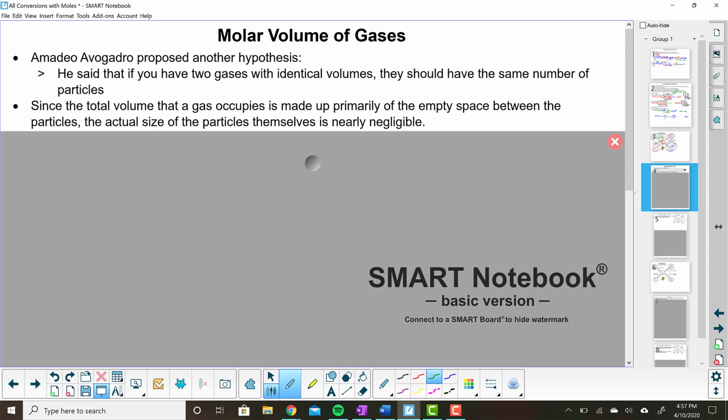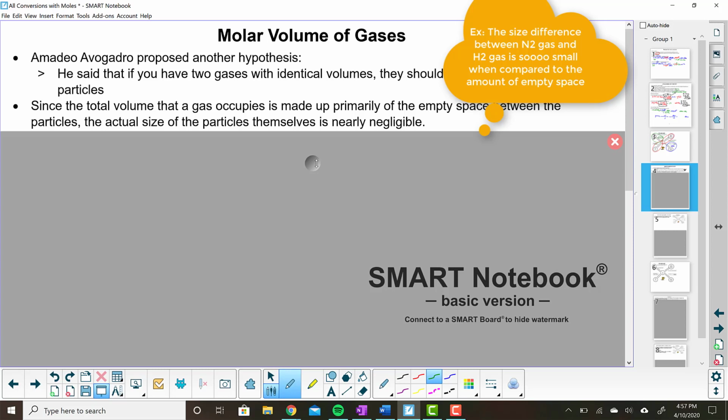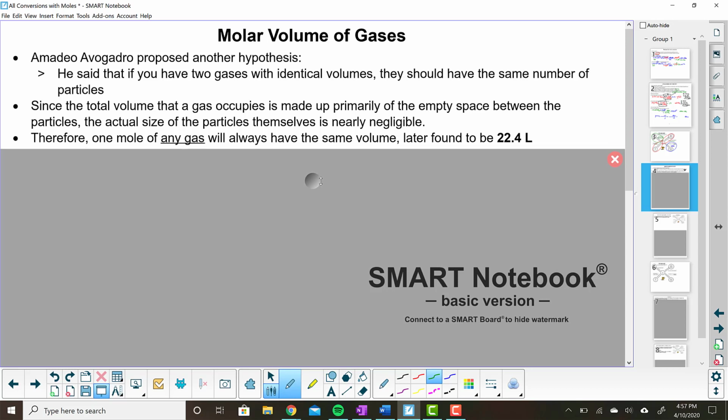Right? The particles are so small that the empty space totally drowns out the size of the particles. So essentially, the size of the particles is negligible, meaning it doesn't matter at all. And therefore, if you have the same number of particles in equal volumes, then you would have the same number of moles in equal volumes. And so he set up this equality.